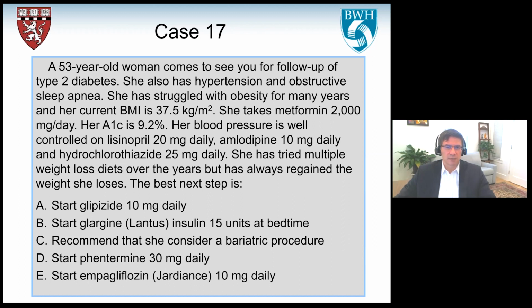hydrochlorothiazide 25 milligrams daily. She has tried multiple weight loss diets over the years, but has always regained the weight she loses. The best next step is A, start glipizide 10 milligrams daily. B, start glargine or Lantus insulin, 15 units at bedtime. C, recommend that she consider a bariatric procedure. D, start phentermine 30 milligrams daily. Or E, start empagliflozin or Jardiance 10 milligrams daily. The right answer is C, recommend that she consider a bariatric procedure.